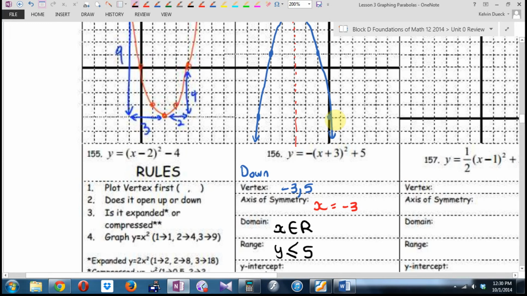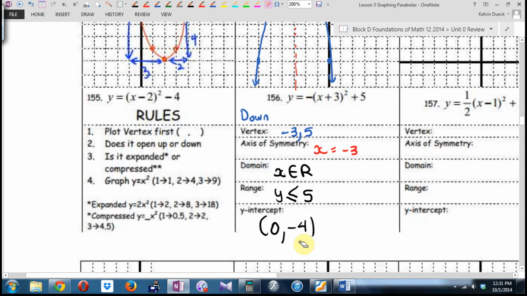If it doesn't appear on the graph, who remembers how you can find the y-intercept from the equation? To find the y-intercept, make the x 0. So if I went like this in my head: what's 0 plus 3, squared? Make it negative. Negative 9 plus 5, and there also is your negative 4, your y-intercept.